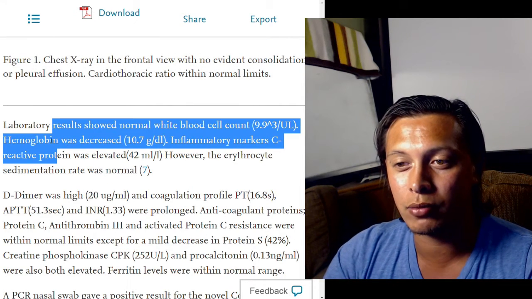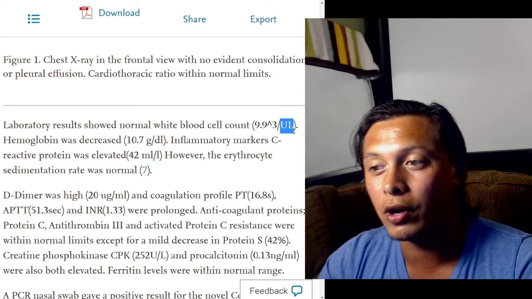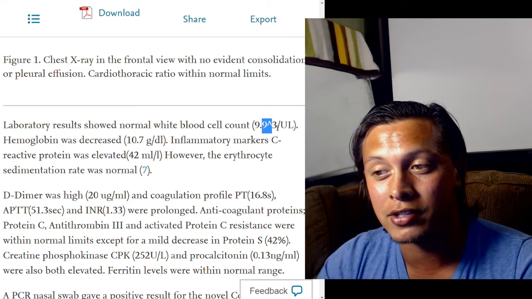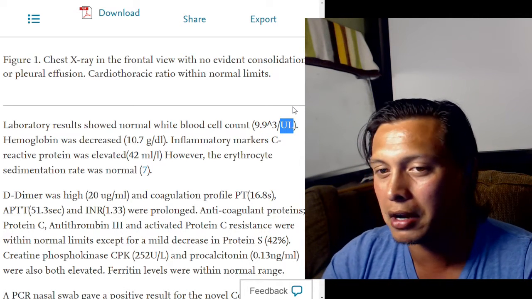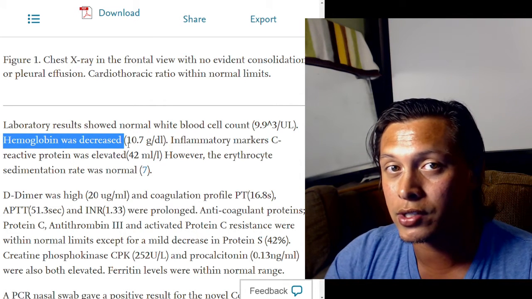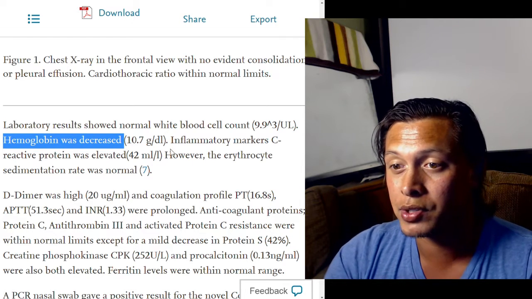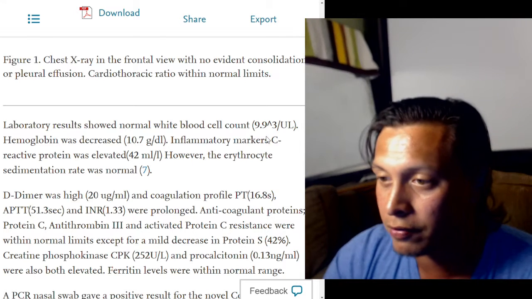Anyways, laboratory results showed normal white blood cell count. So I don't know what UL is. Just know that this is about 10,000 per unit liter. I don't know, but just know that these are concentrations. The hemoglobin was decreased, so there was a little bit low level of hemoglobin. That could be something. Inflammatory markers, C-reactive protein was elevated.